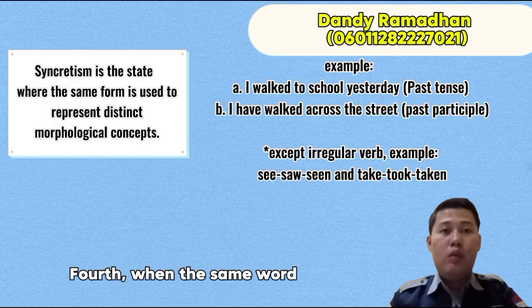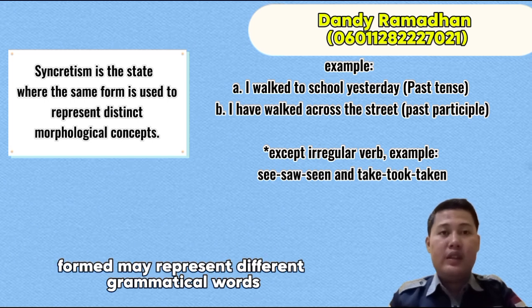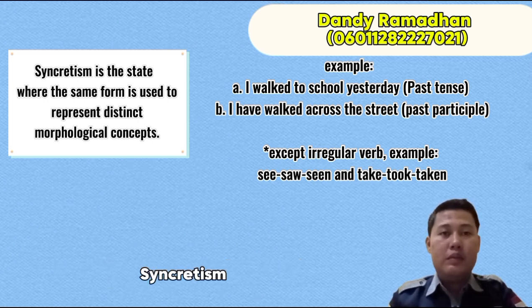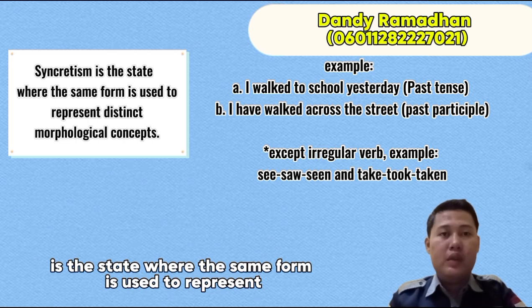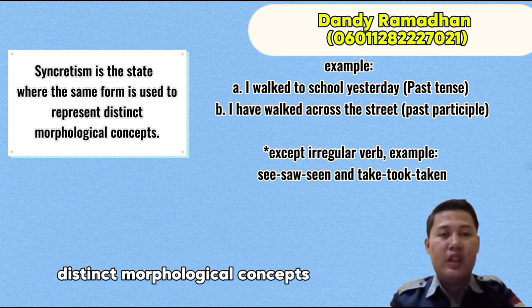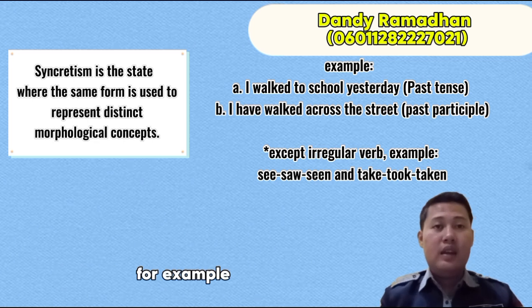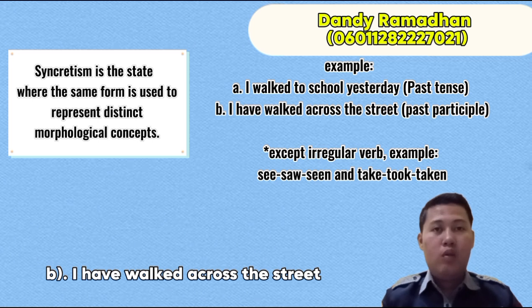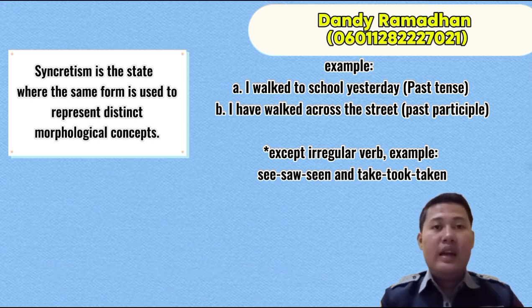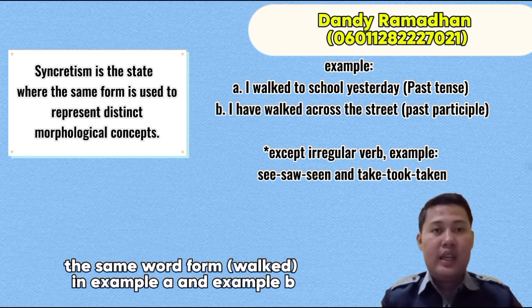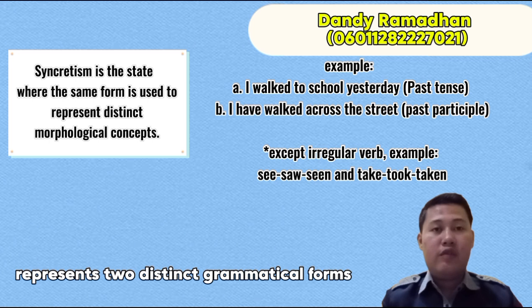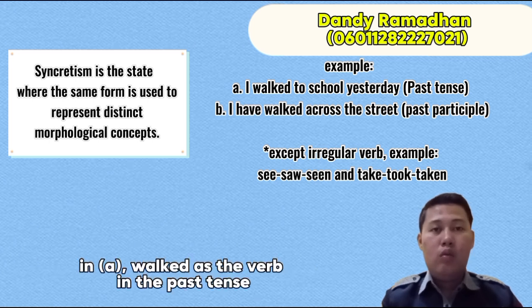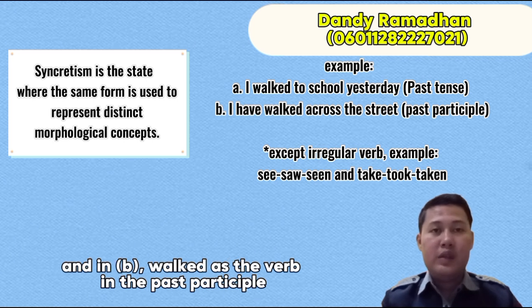Fourth, when the same word form may represent different grammatical words. Syncretism is the state where the same form is used to represent distinct morphological concepts. For example, A. I walked to school yesterday. B. I have walked across the street. The same word form walked in example A and example B represents two distinct grammatical forms. In A, walked is the verb in the past tense, and in B, walked is the verb in the past participle.